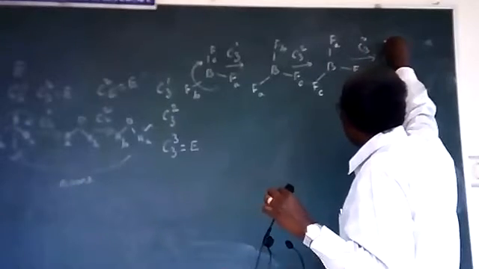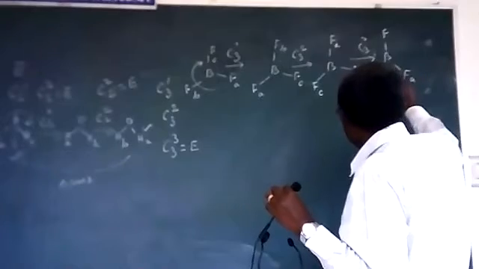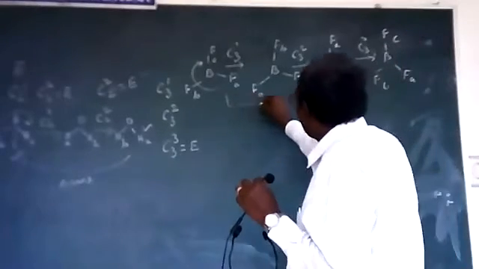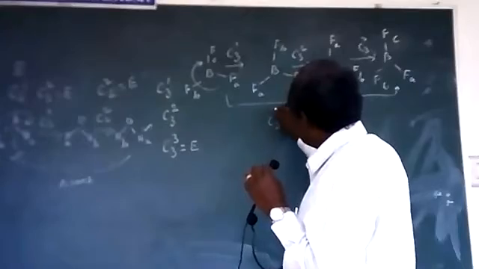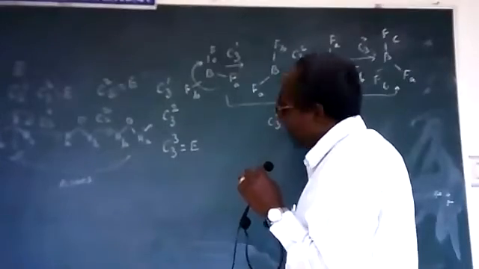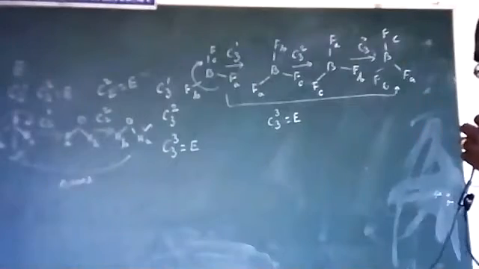When it is done for the third time, with C3 thrice, I get boron and the three fluorines in the original arrangement, A first. Therefore, these two configurations are the same configuration. Therefore, I can write C3 thrice is equal to identity E.